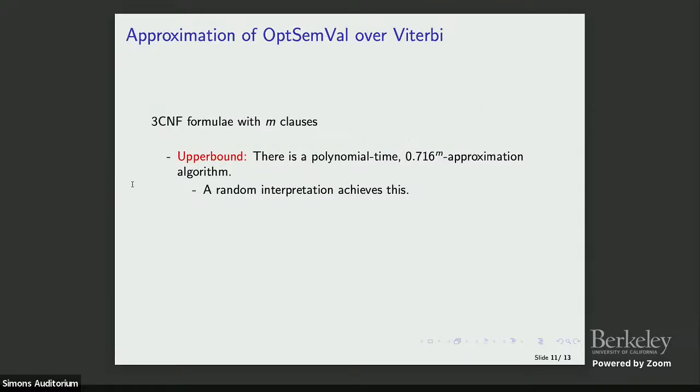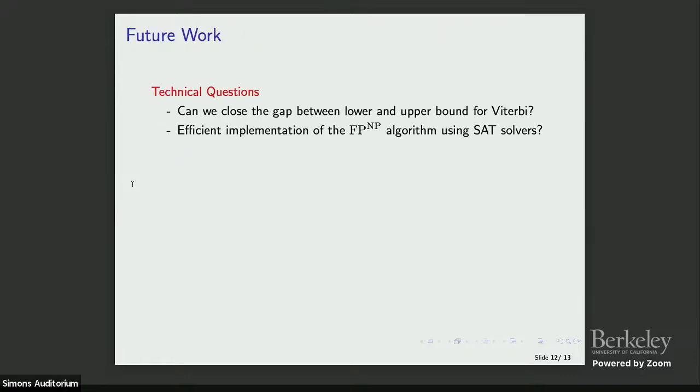So I also looked at this approximation problem of how close you can approximate. You can get an upper bound which is 0.76716 to the m approximation for 3-CNF formulas with m clauses. We can actually get it for any CNF, but then the expression will not be this nice. And we can show that it's also hard to approximate beyond 0.845. And that's the content of the results I wanted to present.